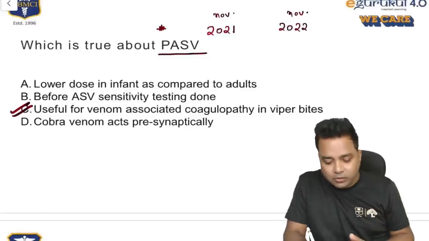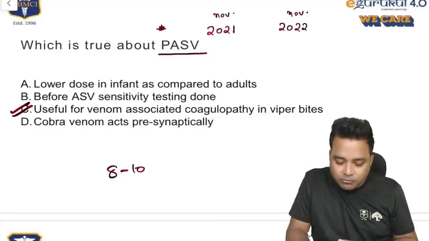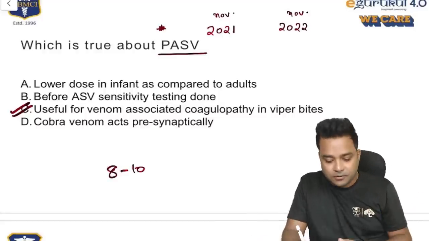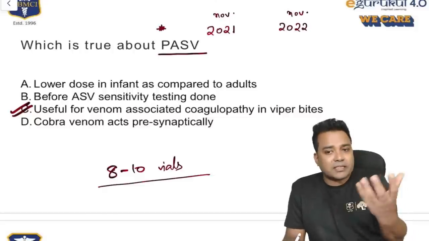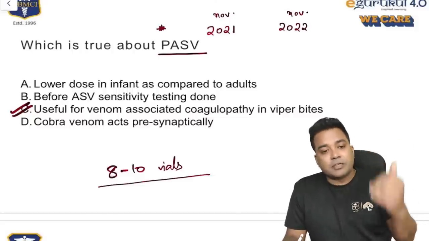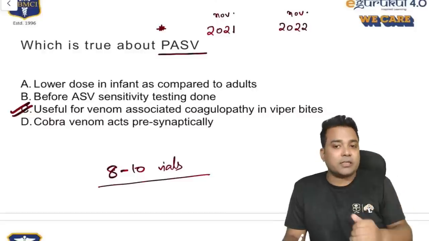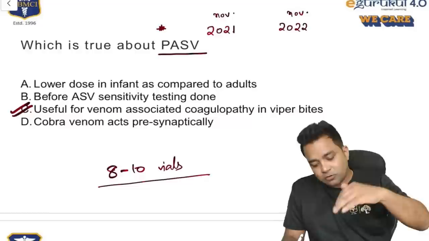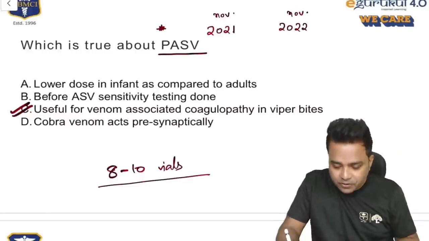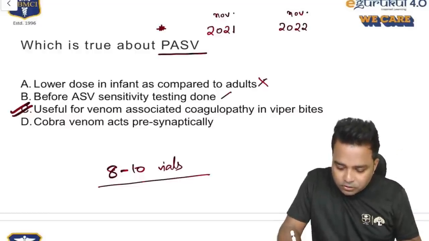What is the initial dose? 8 to 10 vials, irrespective of age and gender of the person, because the amount of venom injected will be the same. The snake will not be biased, thinking the person is a female so I will inject less venom, or the person is a kid so I will inject less venom. The amount of venom injected will be the same in every person. So the initial dose has to be the same. So this is wrong. This is also wrong.